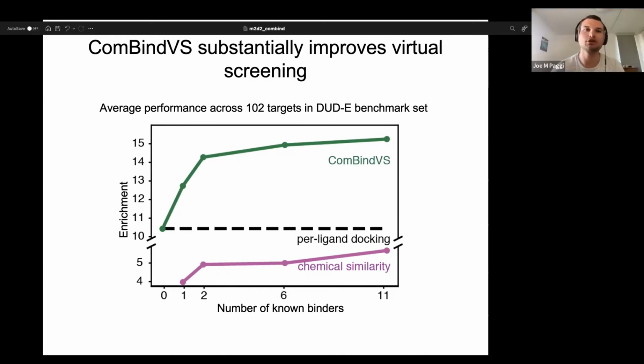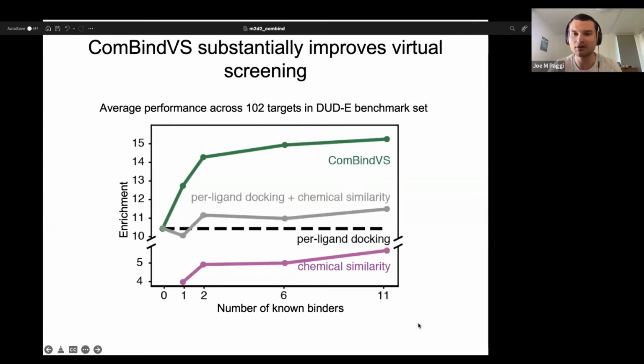Yeah, that's a good question. I'm forgetting the exact fraction of targets for which we observed an improvement. Actually, one thing I should note: when comparing combined VS to just the per ligand docking, it was not quite a strict improvement, but it was close. When comparing to the per ligand docking plus chemical similarity, it was a little bit more like for some targets, one was better than the other.